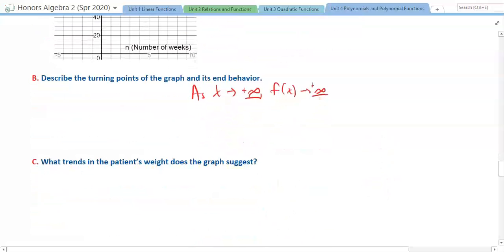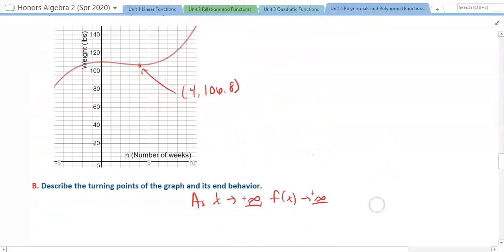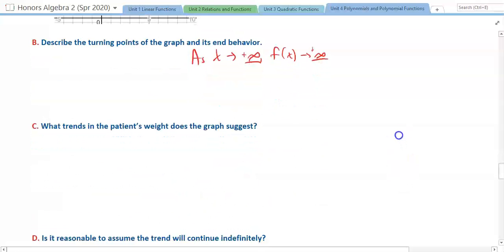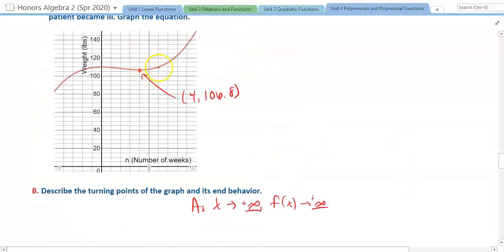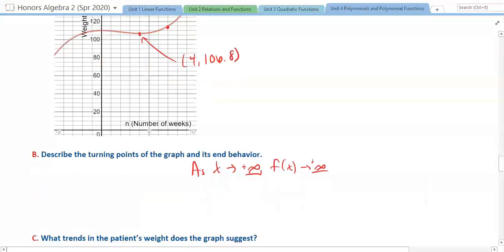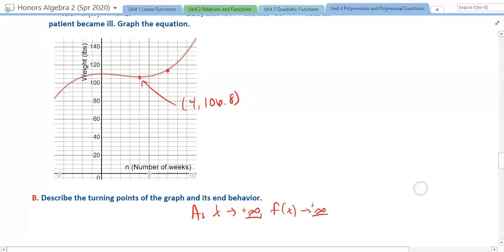Part C, what trends in the patient's weight loss does the graph suggest? It looks like during the first couple weeks they lose a little bit of weight, and then in the last 3 weeks, so this is where week 7 is, they do look like they're gaining some weight back. The question is that when they get to the end of 7 weeks, are they going to stop this or not? But the weight gain that this shows between week 7 and week 10 is not realistic to this model.